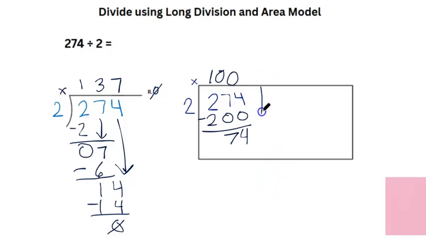On my area model, I'm going to draw a line and break up my area model into sections. This first section was the first part, showing how many hundreds I could take away. This second section that we're going to work on is showing how many tens I can take away. So this 74 here is going to get moved over to the next section of my area model.